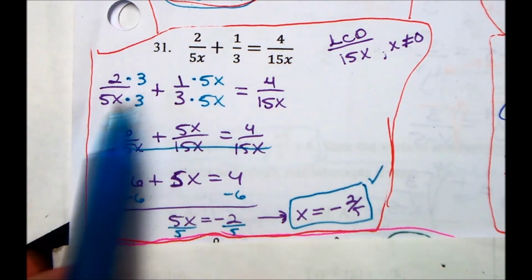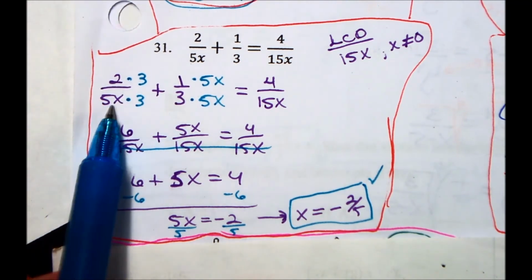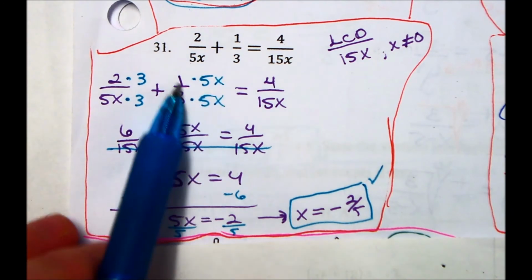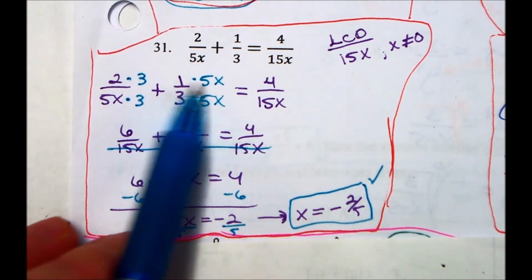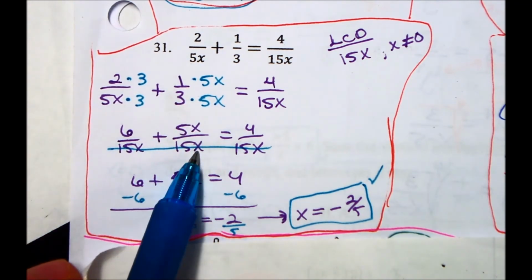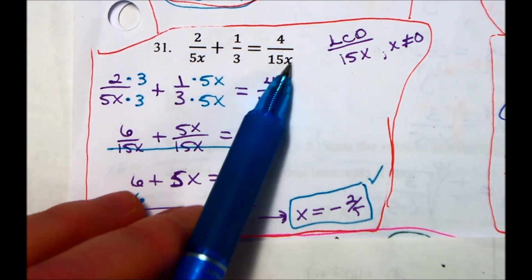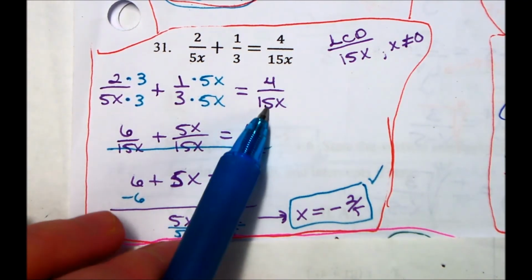So the first fraction, you just need to multiply by 3. So that will give you 6 over 15x. The second fraction, you just multiply by 5x, so that you'd get a 15x. But your numerator would be 5x. So 1 times 5x would be 5x over 15x. This fraction already has a denominator of 15x, so it does not need to be multiplied by anything.